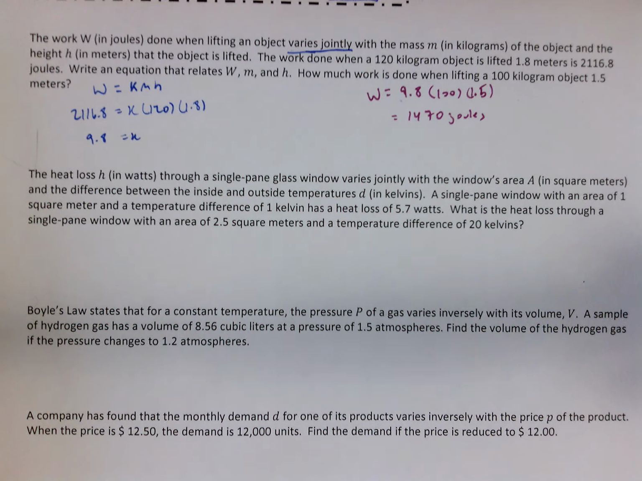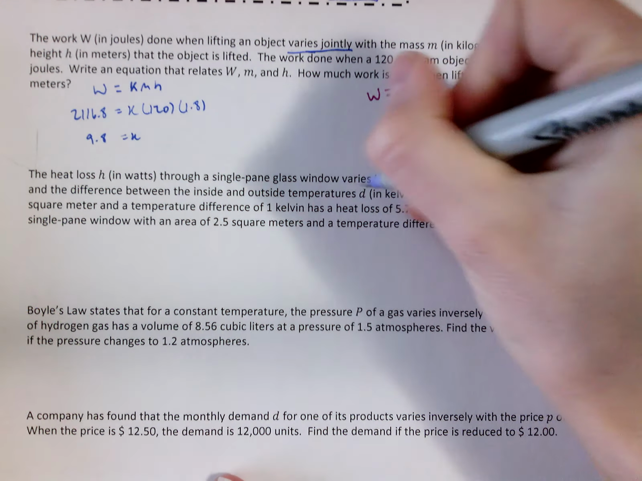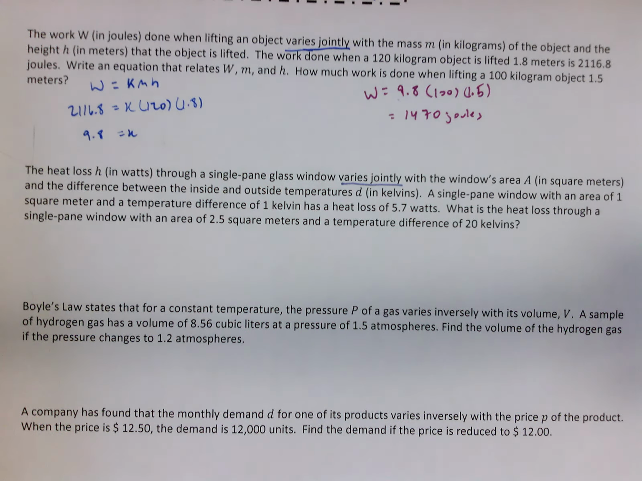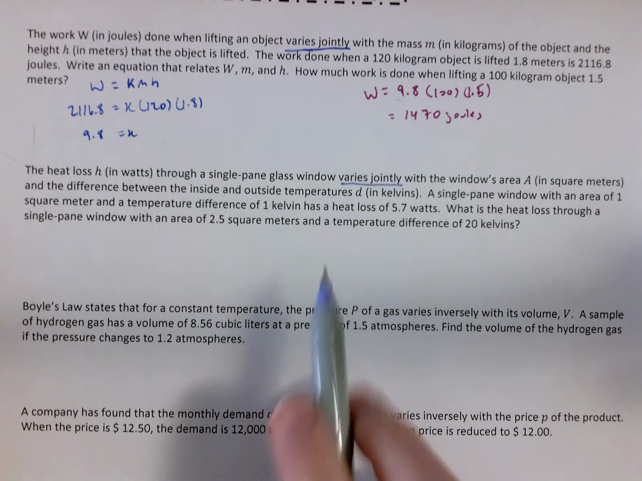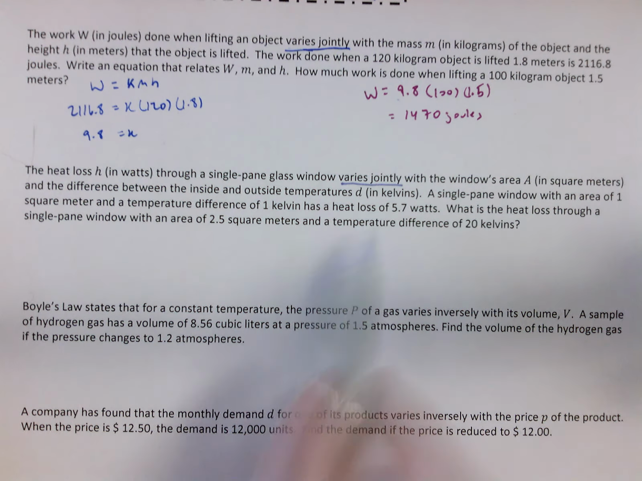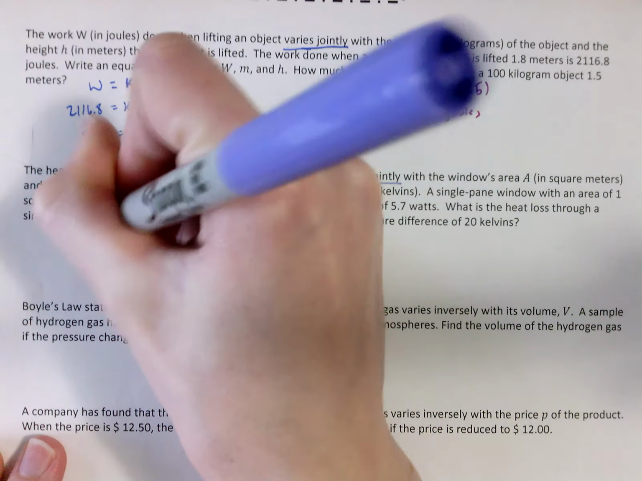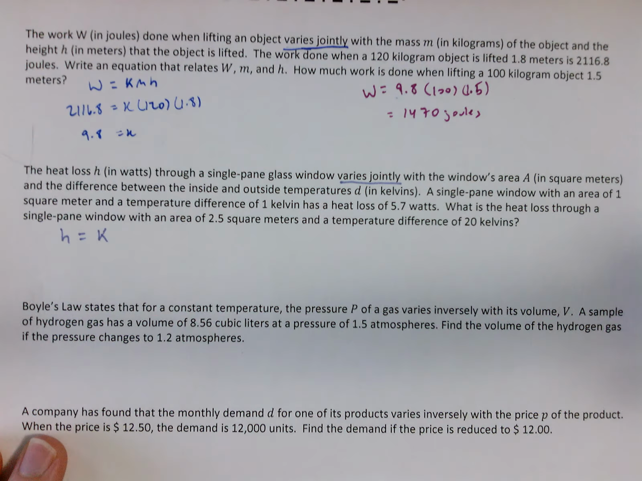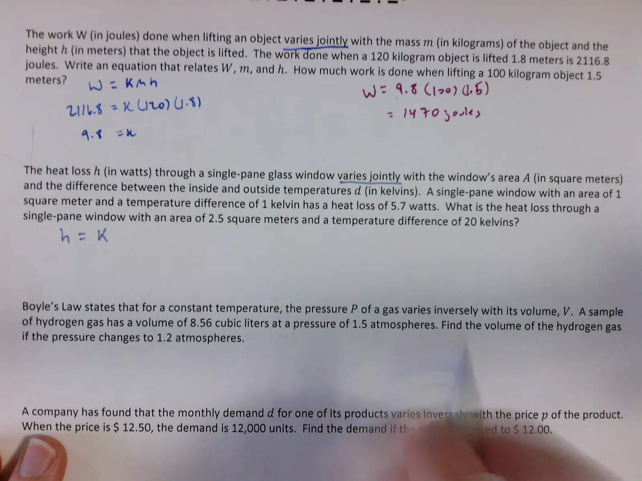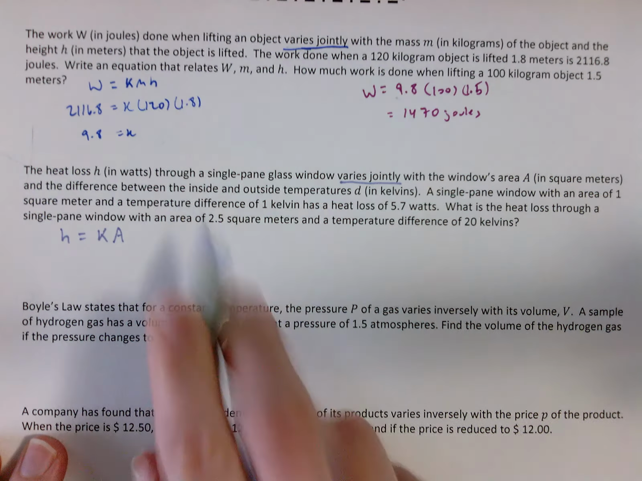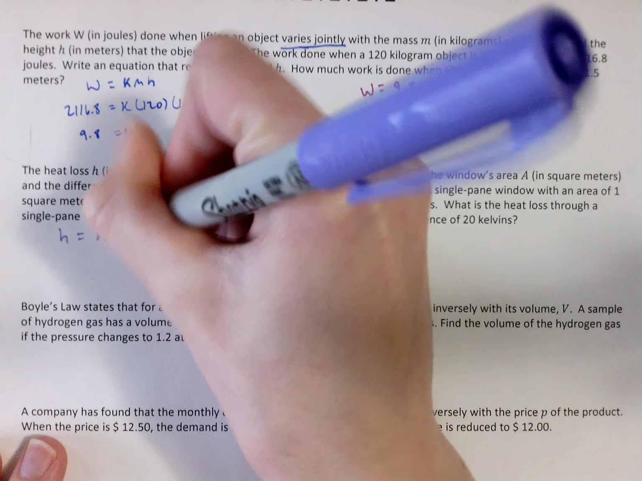So this one says the heat loss through a single pane window glass varies jointly with the window's area and the difference between the inside and outside temperatures, which is D. Again, we're looking for those keywords. So just going off of that, my heat loss varies jointly with the window's area and the difference between the temperatures, which is D.